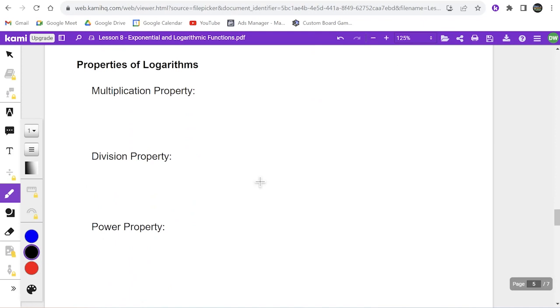Now, just like how we had properties of exponents, we're going to have properties of logarithms. And this is some of my favorite stuff. This is a lot of brain teaser kind of stuff. So first we have the multiplication property. Let's say I have the log of x times y. Two things multiplied together in the middle. That is going to become log of x plus log of y. Notice the two logs are separated, but there's a plus sign in the middle.